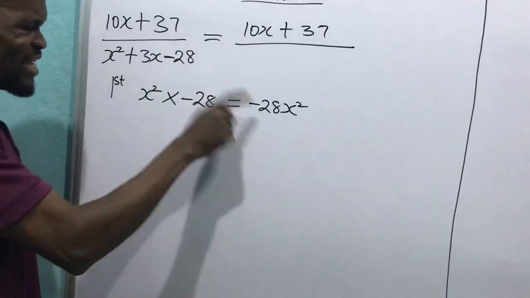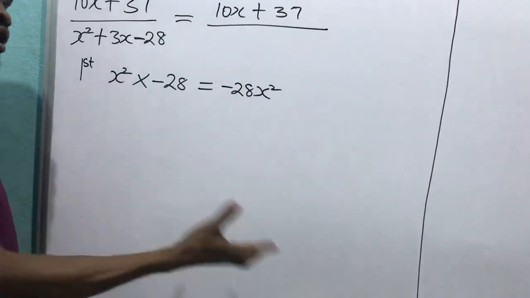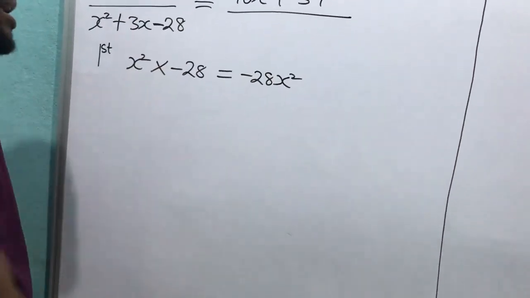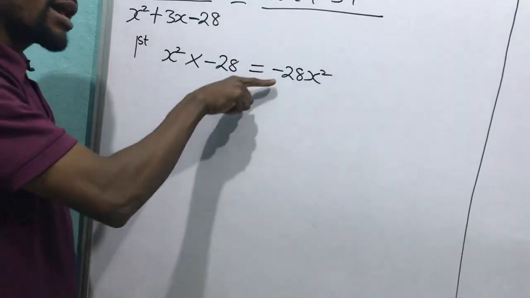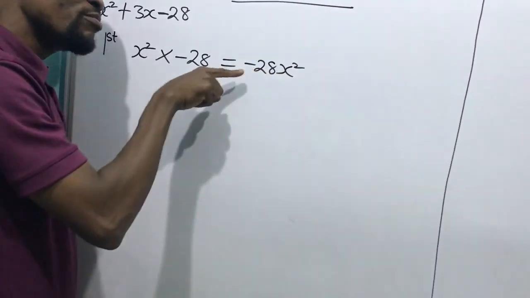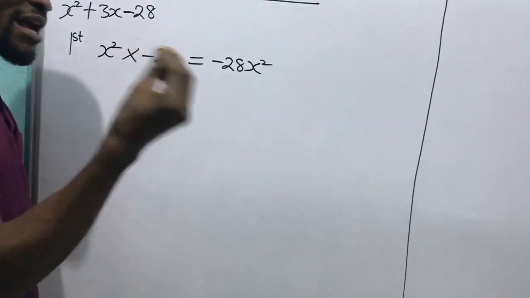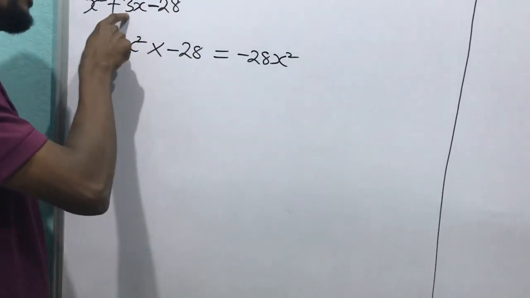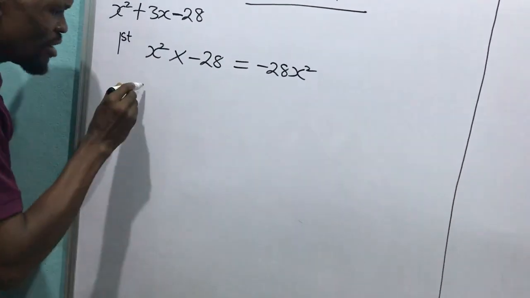After I have done this, I will now ask myself, what will I multiply together that will give me minus 28 x squared, and when I add the same values together, it will give me plus 3x? I'm coming again. What will I multiply together that will give me minus 28 x squared, and when I add the same values together, it will give me plus 3x? And what is that? Let's see how I get it.